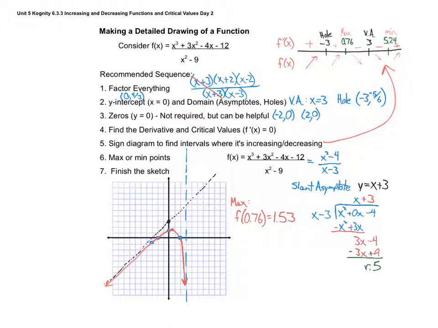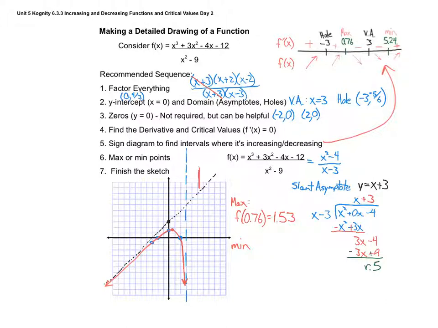Now, to find the min for the other part, we see that it's decreasing until we get down to 5.24. So somewhere in here at 5.24, we've got a min. Notice, by the way, this is why the sign diagram is important. What do you notice about your relative min compared to your relative max? It's on the other side of the asymptote. What about its value? It's going to be bigger, right?